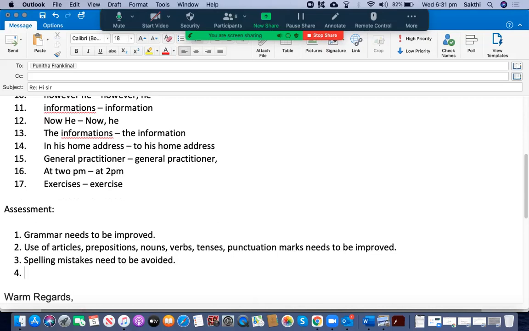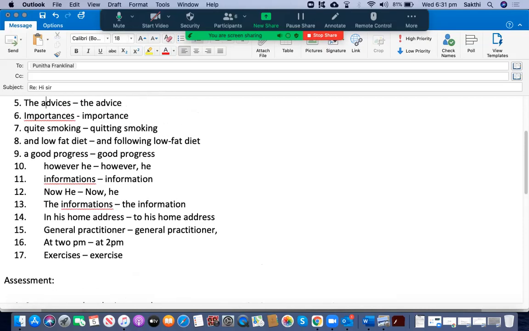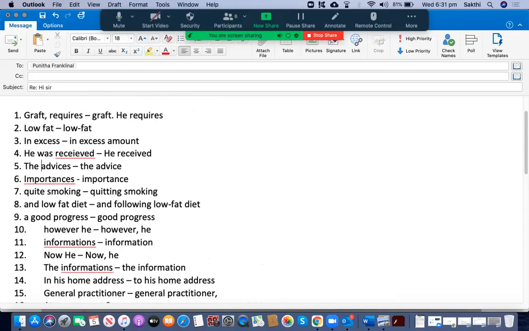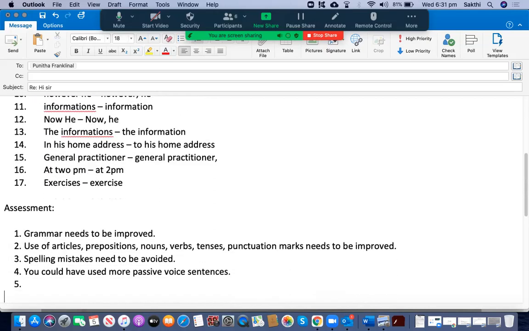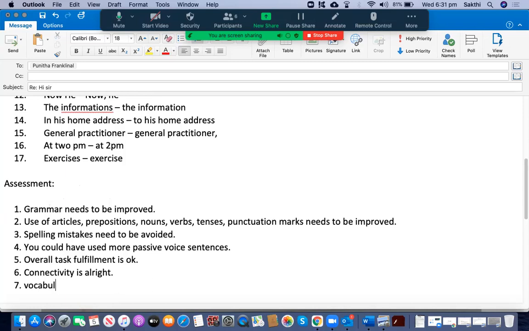You could have used more passive voice sentences in your letter. You could have done that. And then what else? The advices here. Quit smoking. Spelling mistake, that's a spelling mistake only. All right. Overall task fulfillment is okay. It's not that bad. Connectivity is all right. I'm happy with your connectivity. Vocabulary could have been better.